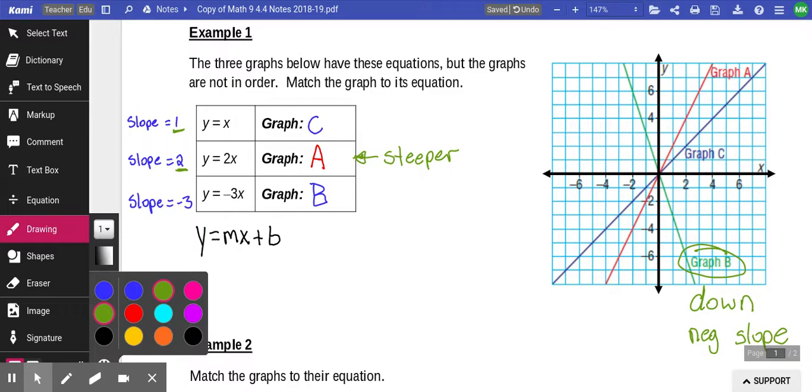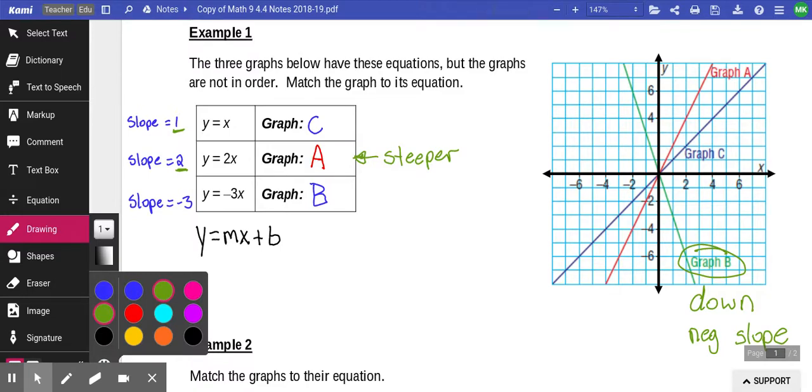You can use process of elimination really fast on questions like that, just by understanding what the slope is representing. It's how fast something's going up or down. Does that make sense to anybody? Like that's a quick way through it. Cool.